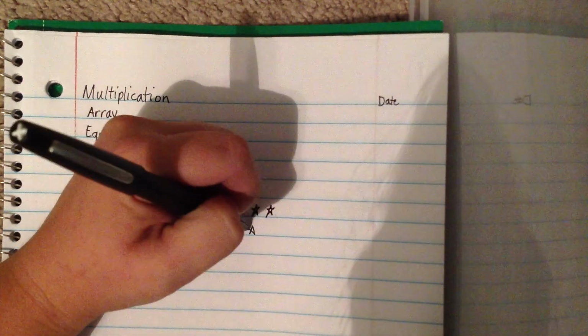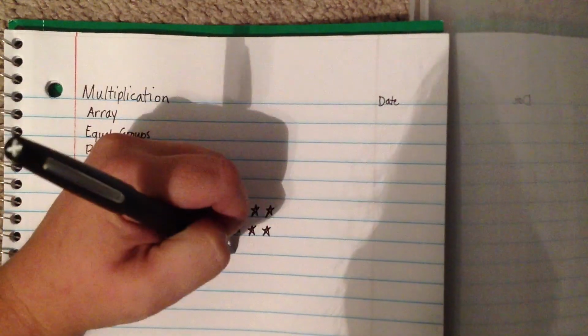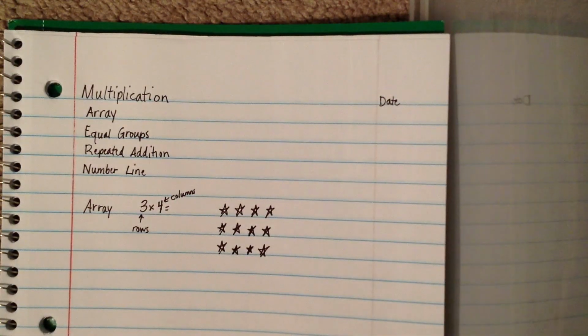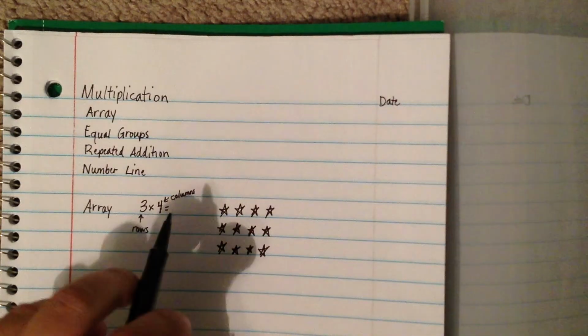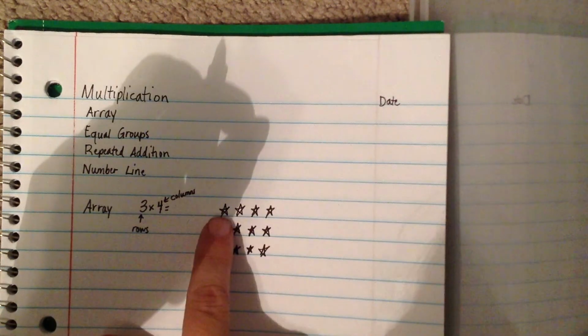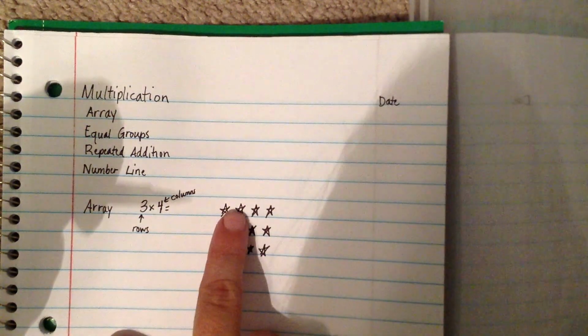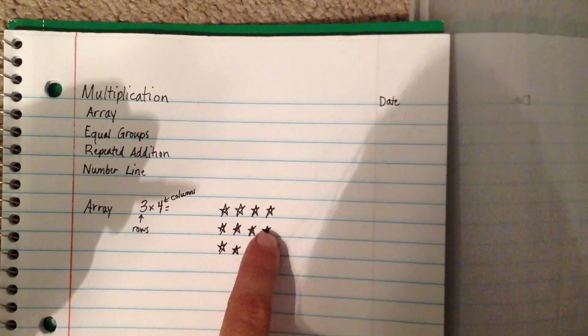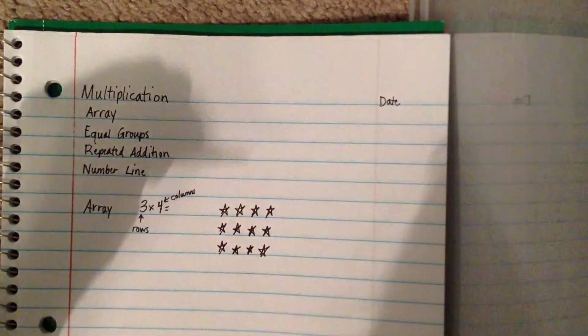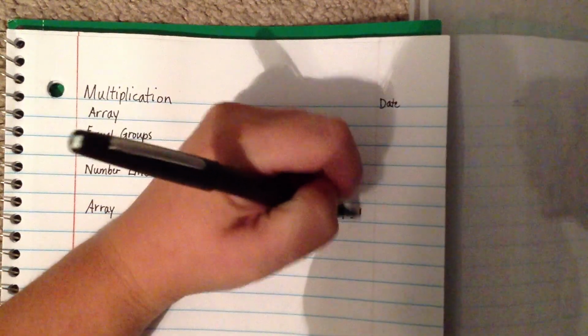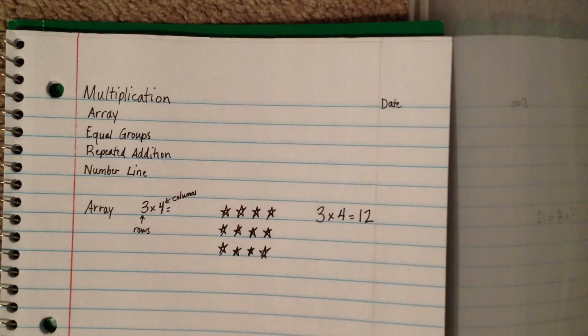Each column and each row has that many stars in it. So now I can see my array 3 times 4, and I can count my stars. 3 down, 4 across. So I have 1, 2, 3, 4, 5, 6, 7, 8, 9, 10, 11, 12. Therefore, 3 times 4 equals 12. That's one way of doing multiplication.